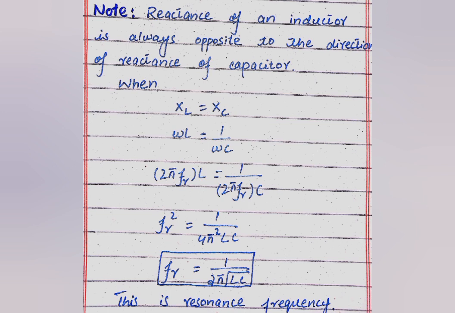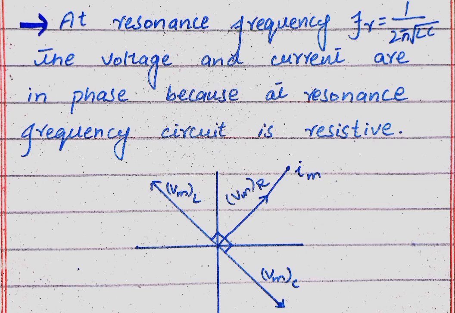The voltage and current are in phase because at resonance frequency the circuit is resistive. Here the resistor is totally perpendicular to the capacitor and inductor. Capacitor and inductor have the same magnitude but in opposite direction.